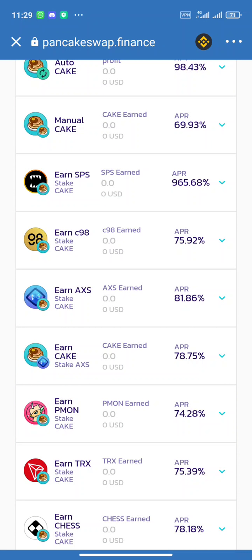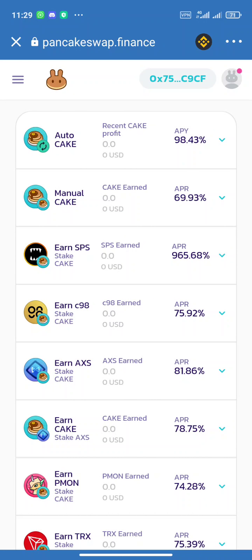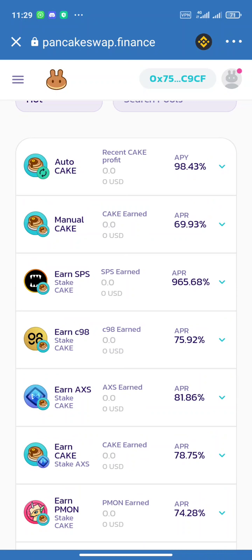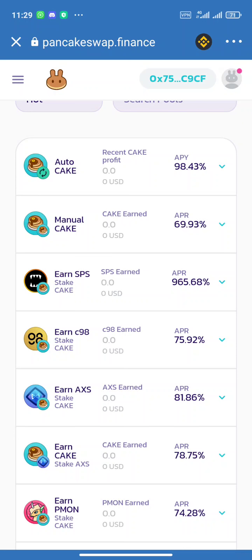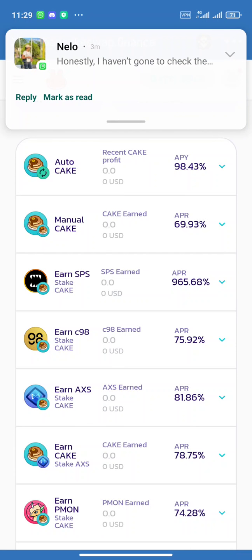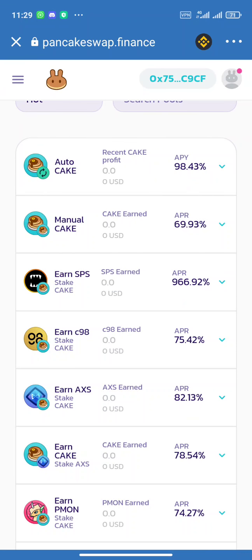In this particular scenario, you're staking cake. Cake is a token you stake here because the owners of Pancakeswap want you to use their tokens a lot. So as soon as a coin comes out newly, they integrate it immediately, add it to the pool, and then you can stake their cake so you can earn the other token.